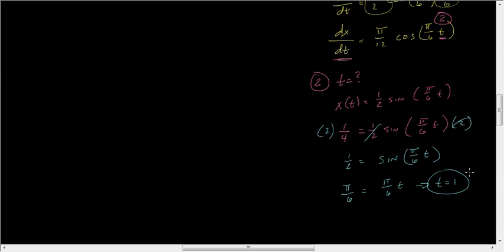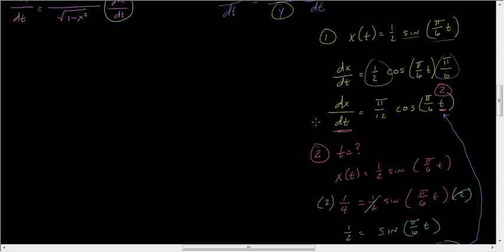We're going to take that and put it back into here, which means that we have dx/dt is equal to pi over 12 cosine. Now t is 1, so it's just pi over 6. The cosine of pi over 6, in case you don't remember, is the square root of 3 over 2. And so we have pi times the square root of 3 over 12 times 2, which is 24.